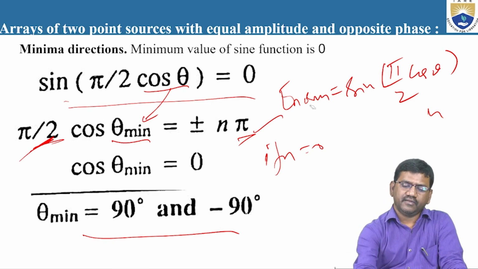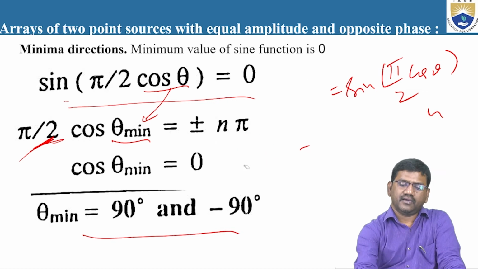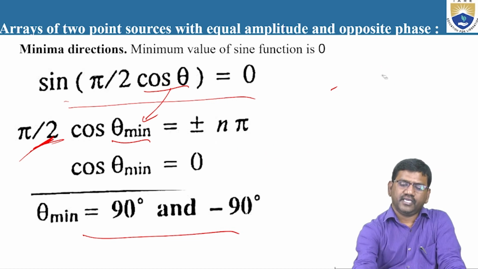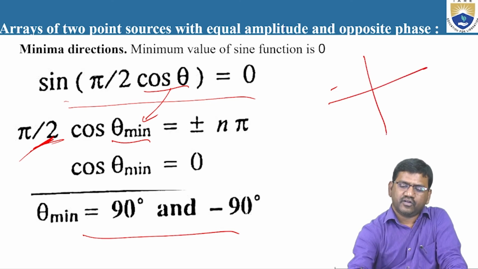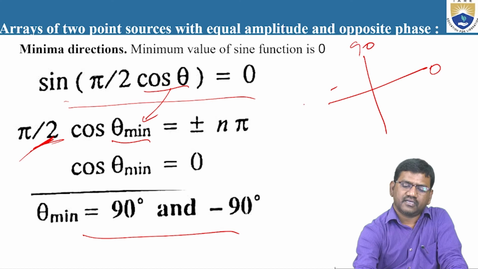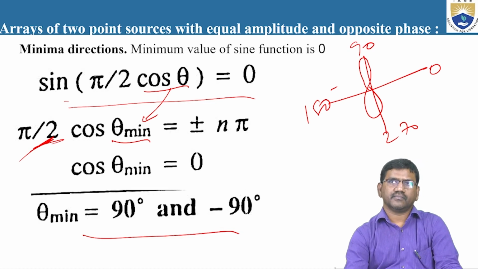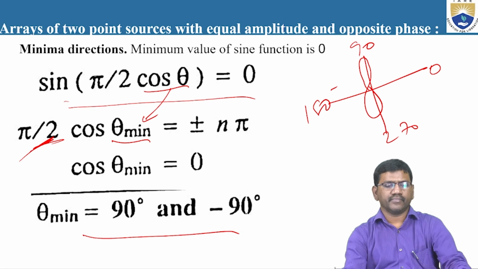So what does it mean here? The minima of the radiation pattern will be in the directions of 90 and minus 90. That means if you draw it diagrammatically, you can represent this as 180 and 270. In this direction, the radiation pattern will be minimum. In the direction of 90 and minus 90, the radiation pattern will be minimum.